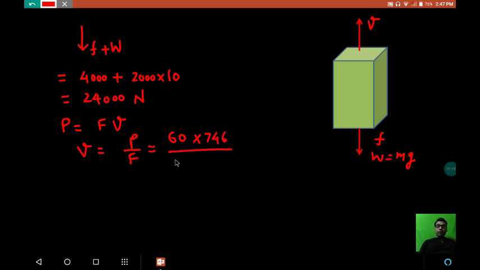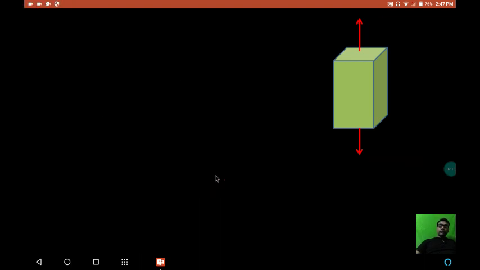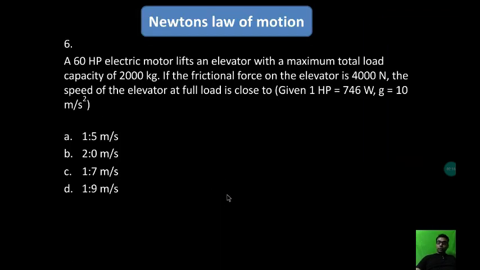The force we have calculated is 24,000. On solving this, we get the value as 1.9 meter per second. So here the correct option is 1.9. So option D is the correct option.